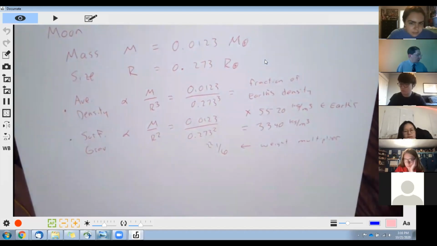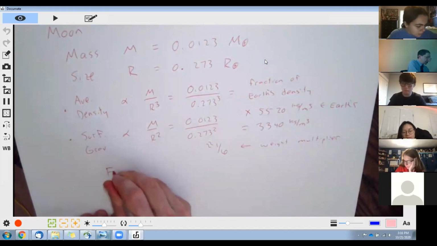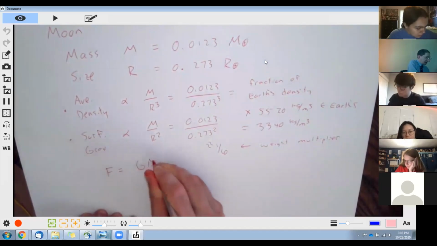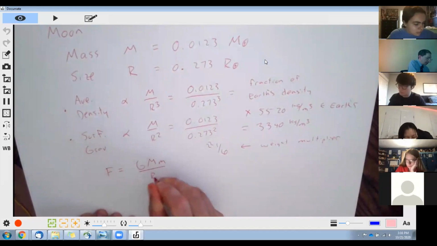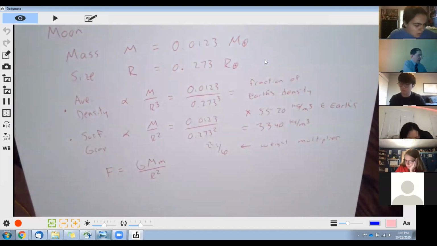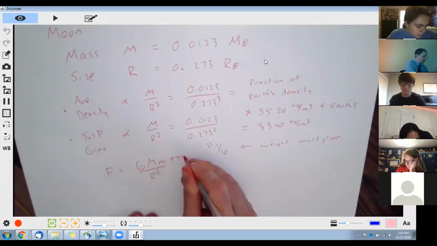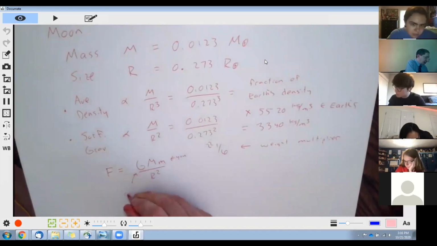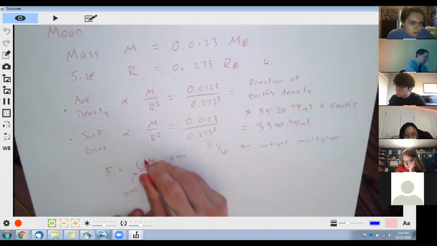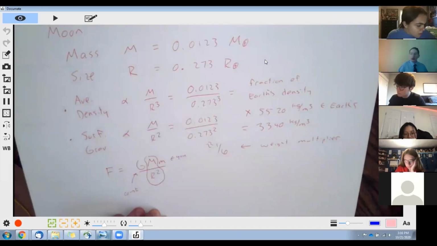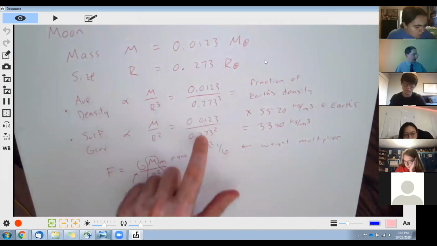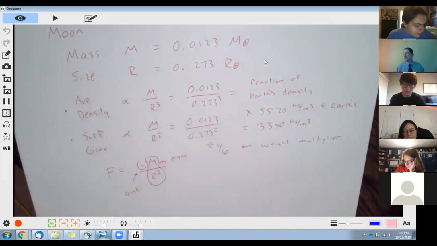Why is it m over r squared? Well, remember the gravity equation. The force of gravity is G times big M little m over r squared. And here, little m, that's you, that's your mass, and G is just a constant of nature. So it's really all about the m over r squared. And so for the moon, you plug in the values, you get 1/6. This means if you go to the moon, your weight will be 1/6.